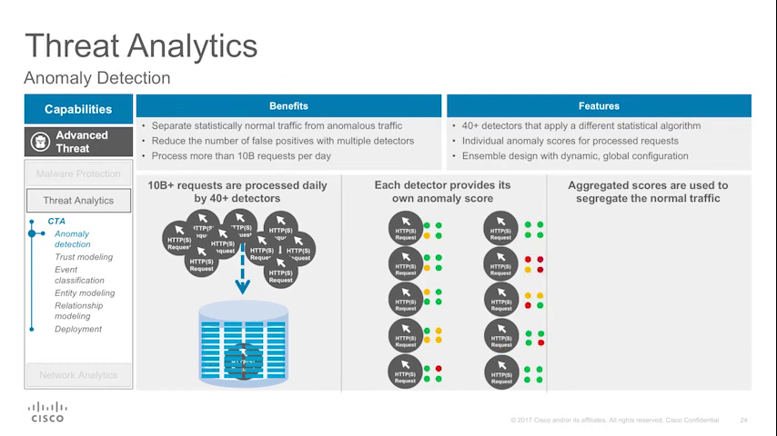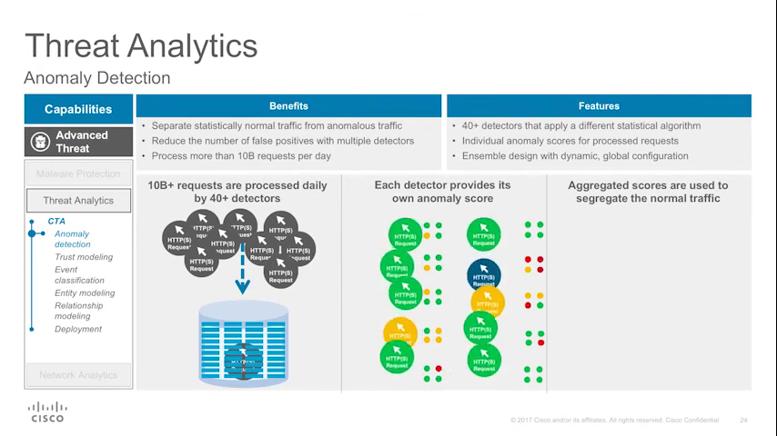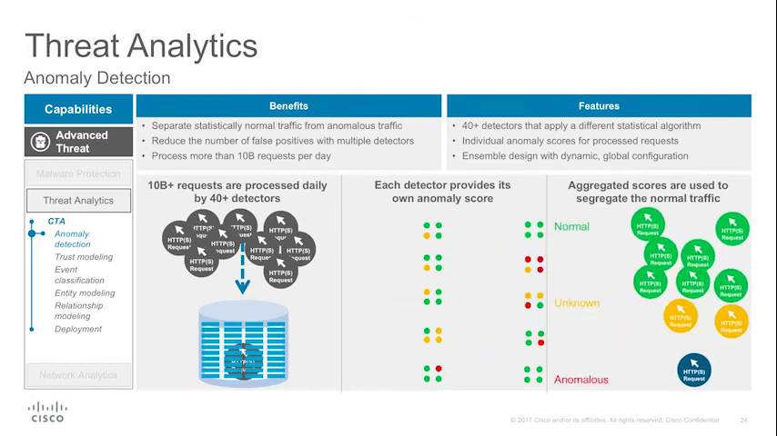Once the requests are processed, each detector provides an anomaly score, expressed as a number from 0 to 1, where 1 means highly anomalous. The individual scores combine and produce one single score per individual request by again applying multiple statistical methods. The aggregate score is then used to separate normal and anomalous traffic.